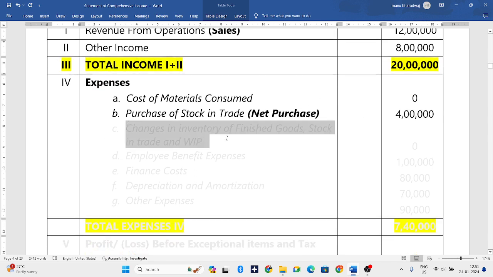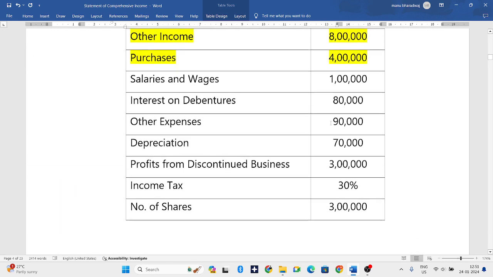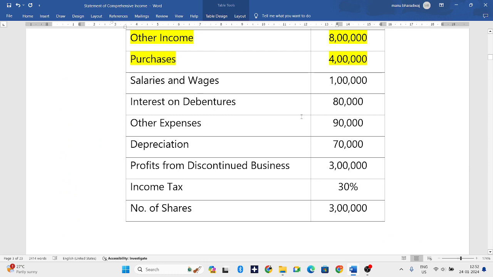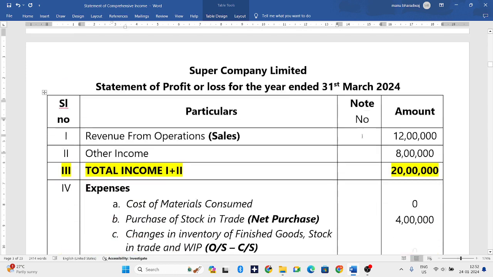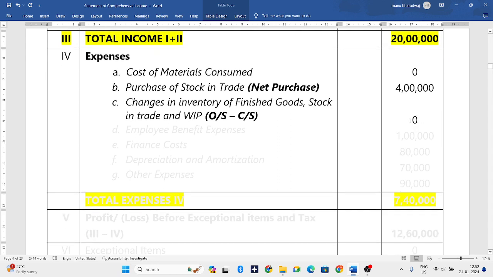The third type of expenses is changes in inventory of finished goods, stock in trade, and work in progress. If there are any changes in inventory, we have to mention them. It is basically opening stock minus closing stock. Let us check the question for any details. In the question there are no details about that, so we will just write it as 0.